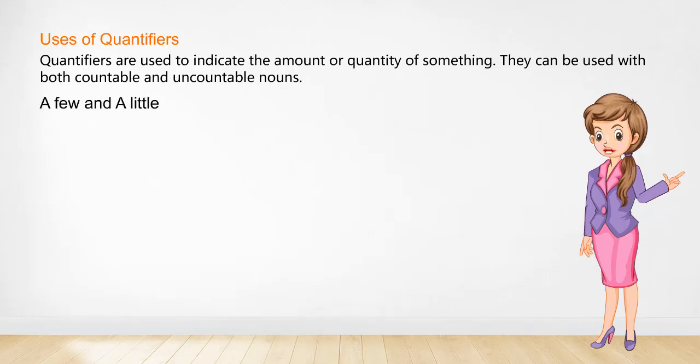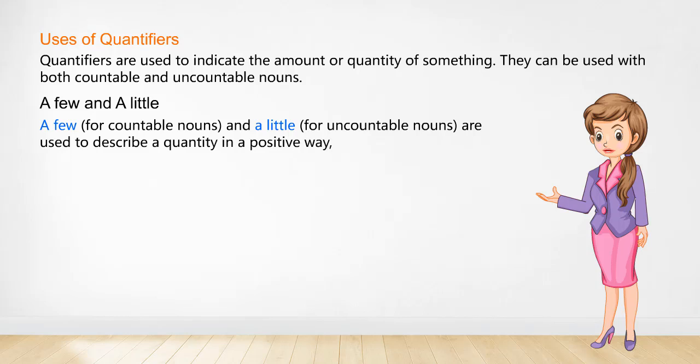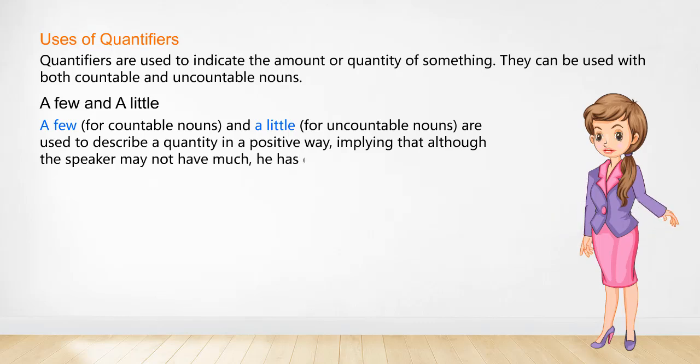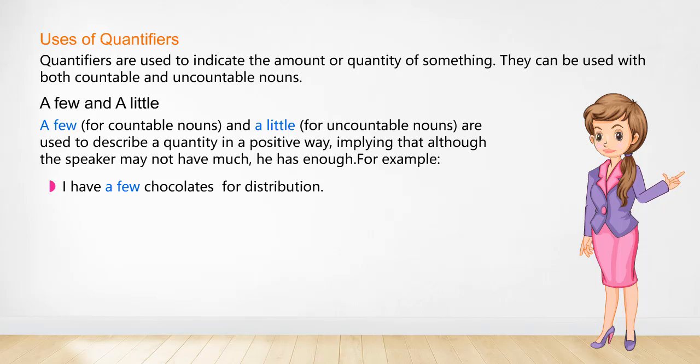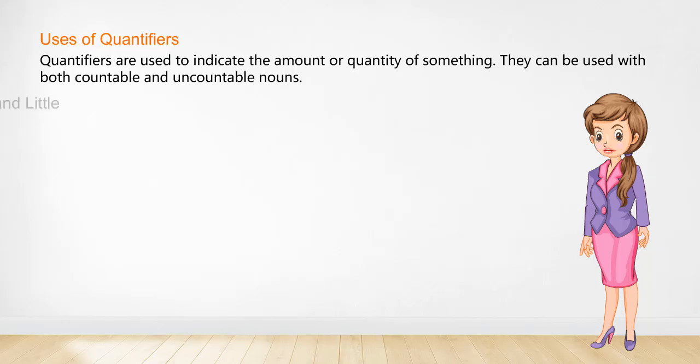A few and a little. A few for countable nouns and a little for uncountable nouns are used to describe a quantity in a positive way, implying that although the speaker may not have much, he has enough. For example, I have a few chocolates for distribution. Don't worry, I do have a little money left with me.